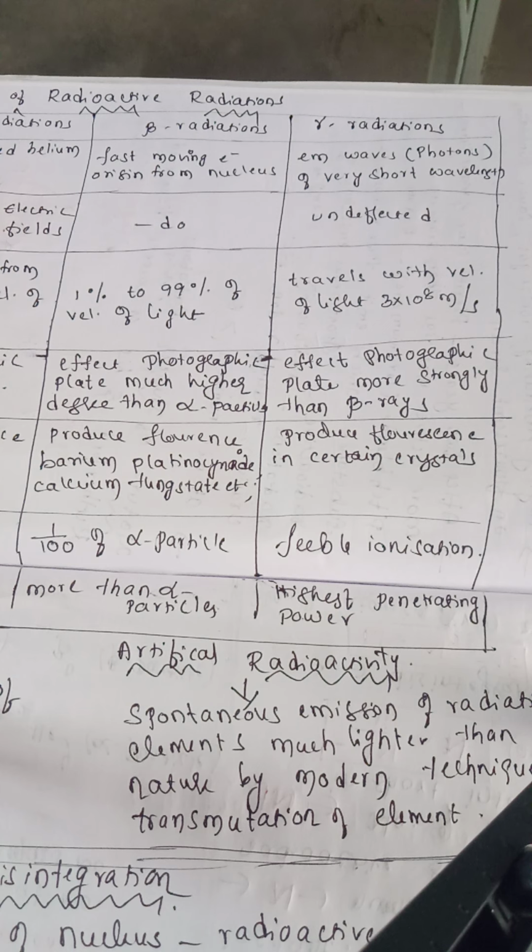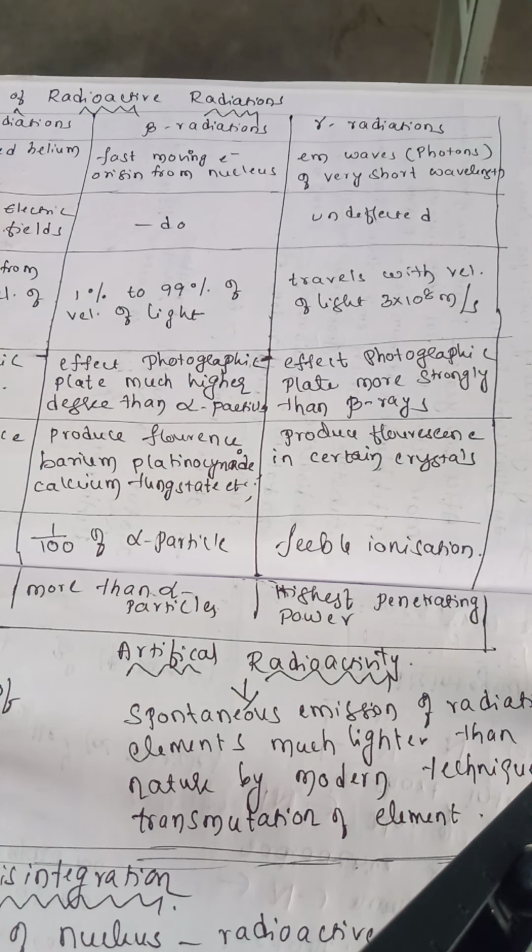Up to now, whatever we have discussed is about natural radioactivity. So what is natural radioactivity? Natural radioactivity means the spontaneous emission of powerful radiations by heavier elements whose atomic number is greater than 82, heavier elements found in nature.